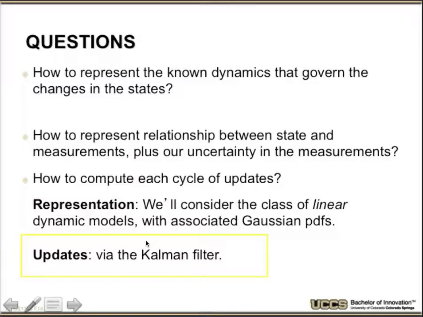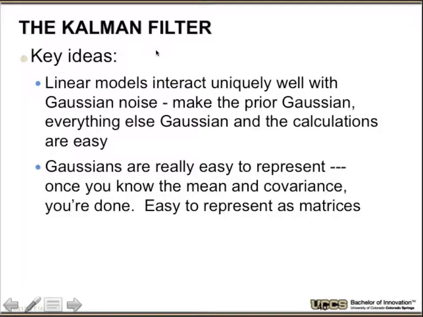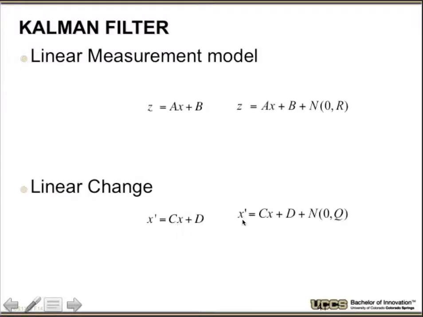That's the set of steps. Now we're at the last one, the Kalman filter. So the key idea of the Kalman filter is that linear models interact well with Gaussian noise. They make the prior Gaussian and everything else in the calculations is very easy. They're very easy to represent by matrices. So for our linear measurement model, our measurement is going to be some matrix times our current state plus another term, which, remember, there's noise hanging out there. We don't actually add the noise, but we're going to try and model what that is.